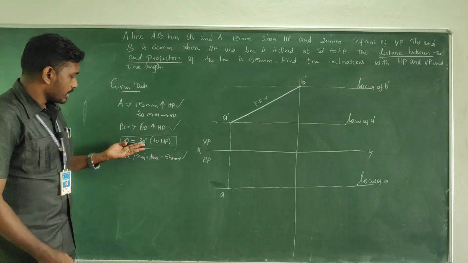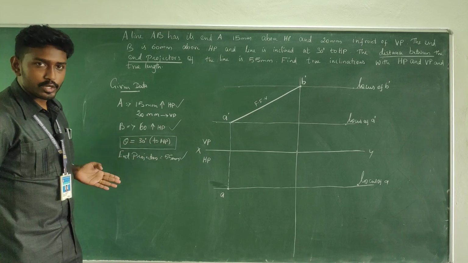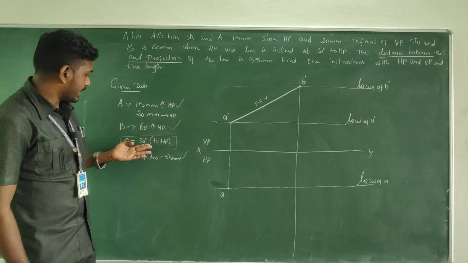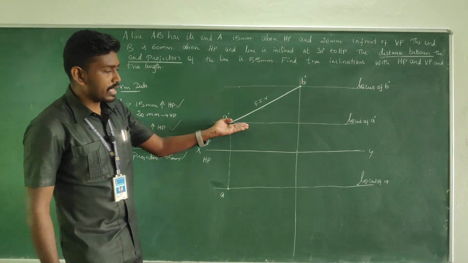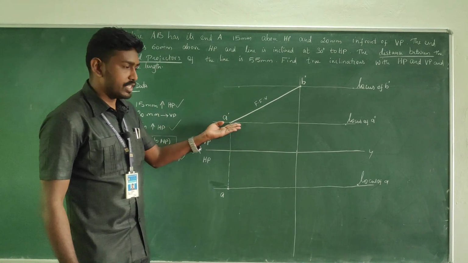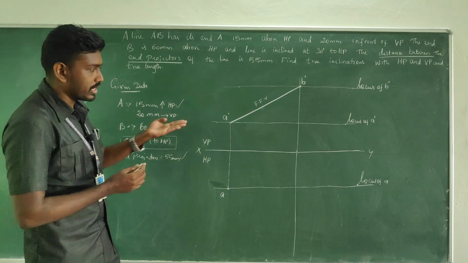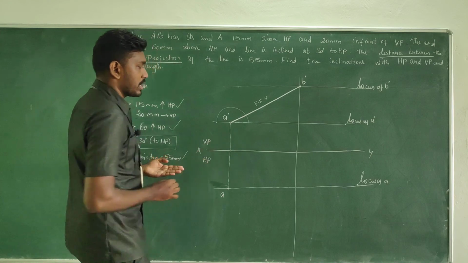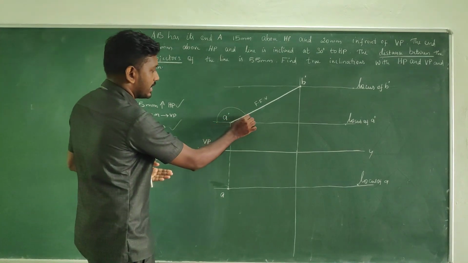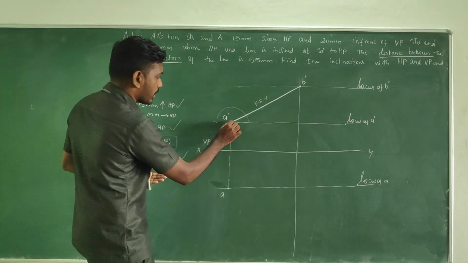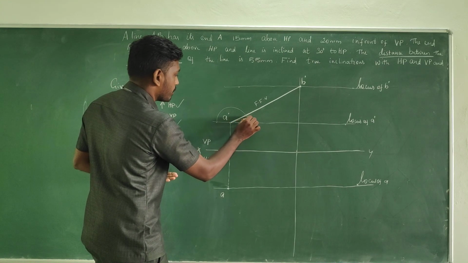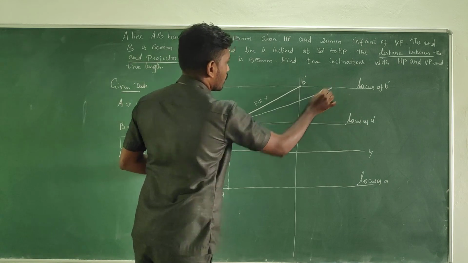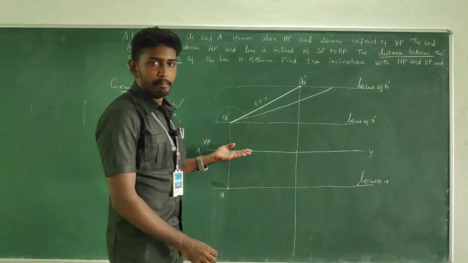What about the data? 30 degree inclined to HP. It's a true length inclination. So where is it captured? Captured on the front view, right? If it is inclined to HP, it's a true inclination in the front view. So at the point A dash, you keep the protractor in this manner and measure 30 degrees, and draw an inclined line, directing it to the locus of B dash.